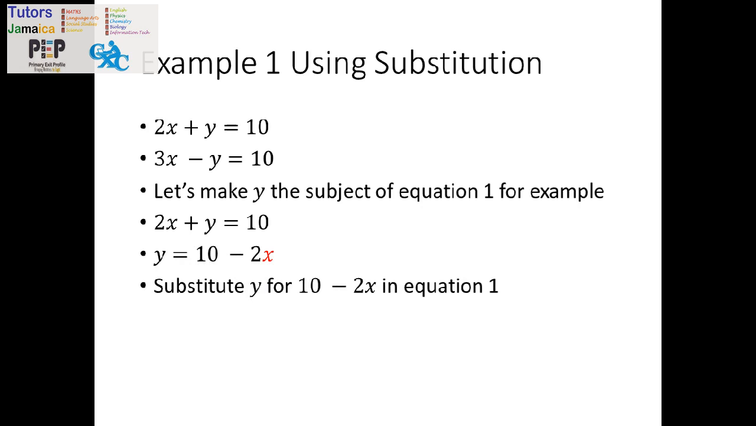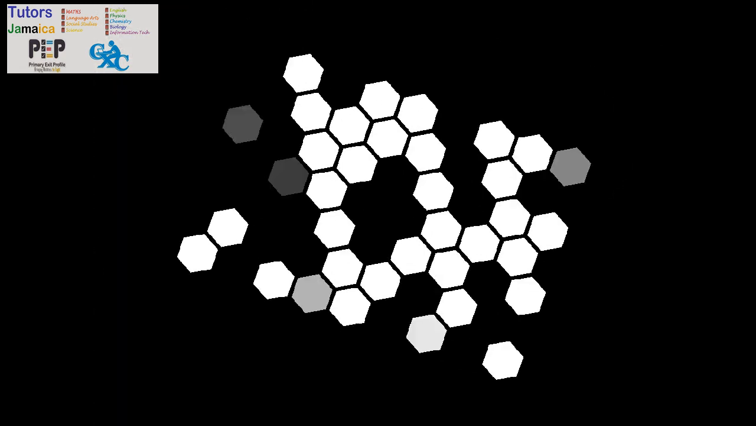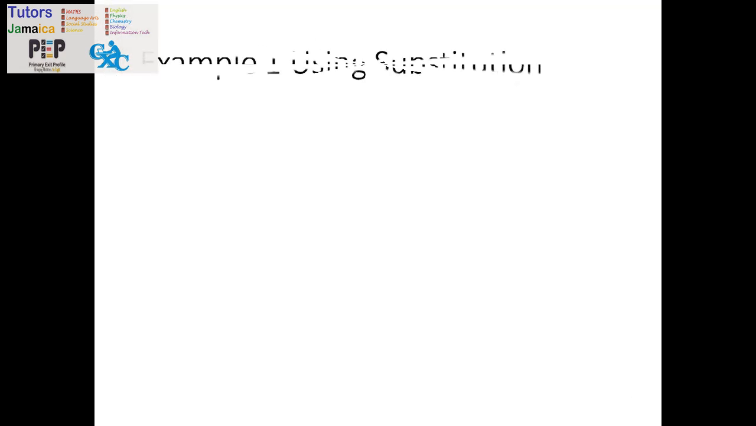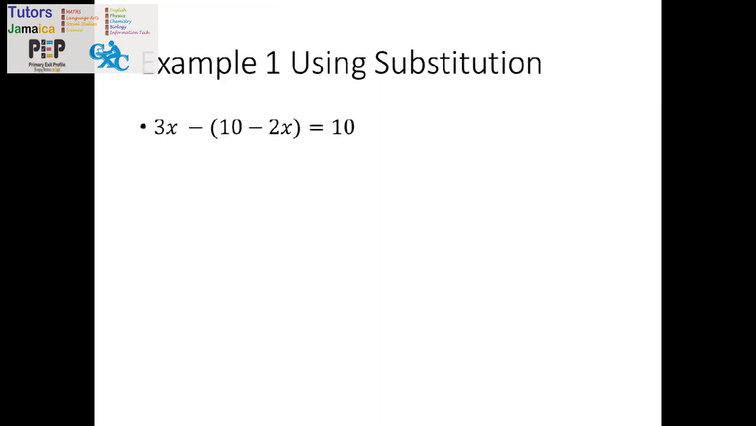So now we're going to substitute y for 10 minus 2x in equation 2. So 3x minus y equals 10. So we replace y with 10 minus 2x. So we get 3x minus, open bracket, 10 minus 2x, close bracket, equal 10. So let's continue to look at this example. Alright. So as we said, 3x minus (10 minus 2x) equals 10.